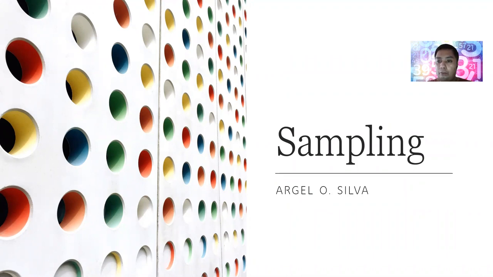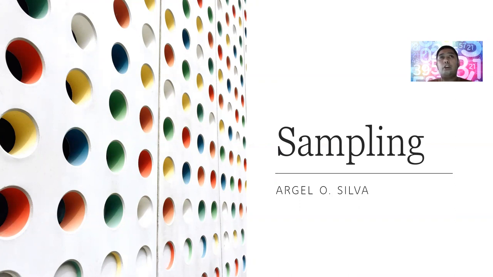So we are on week 5 of our statistics and probability, and now we'll be having sampling. Another topic na naman ito, iba na yung sa last time, which is our normal curve. This time we are now in sampling. Papunta na tayo sa research part natin.